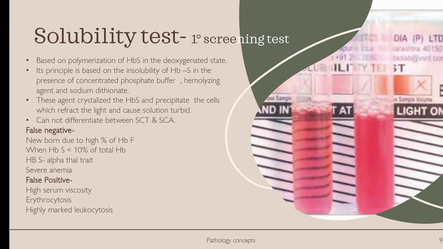Solubility test. It is a primary screening test. Solubility tests are mainly based on the polymerization of HbS in the deoxygenated state. The principle is based on insolubility of HbS in the presence of concentrated phosphate buffer, a hemolyzing agent, and sodium dithionite. These agents crystallize HbS and precipitate cells, which refract light and cause solution turbidity.